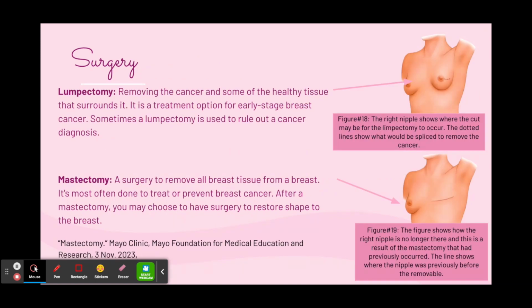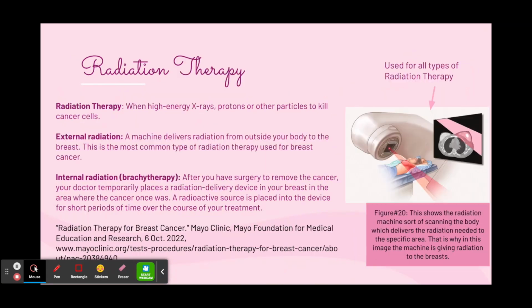For surgery, there's a lumpectomy and a mastectomy. In the lumpectomy, as seen on the right, they cut a little incision to get the tumor out, but in the mastectomy, as seen in figure 19, they cut off the whole breast.